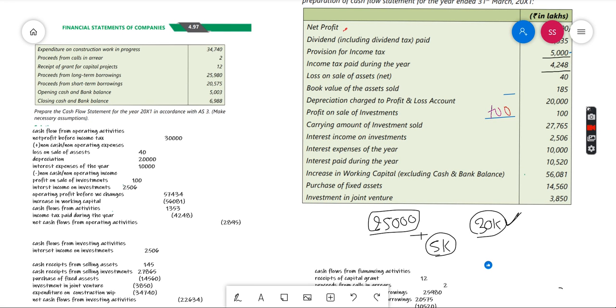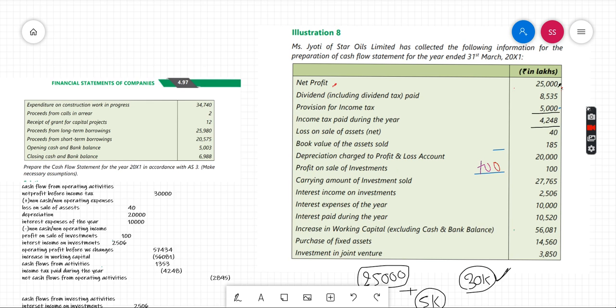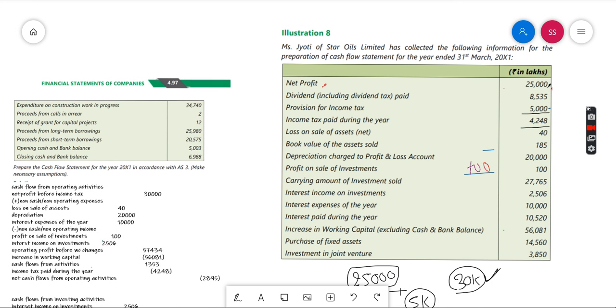Hi, so this is the continuation of the cash flow statement, and this is the 8th problem. Jyoti of Stars Oil Limited has collected the following information for the preparation of the cash flow statement for the year ended 31st March 2011.